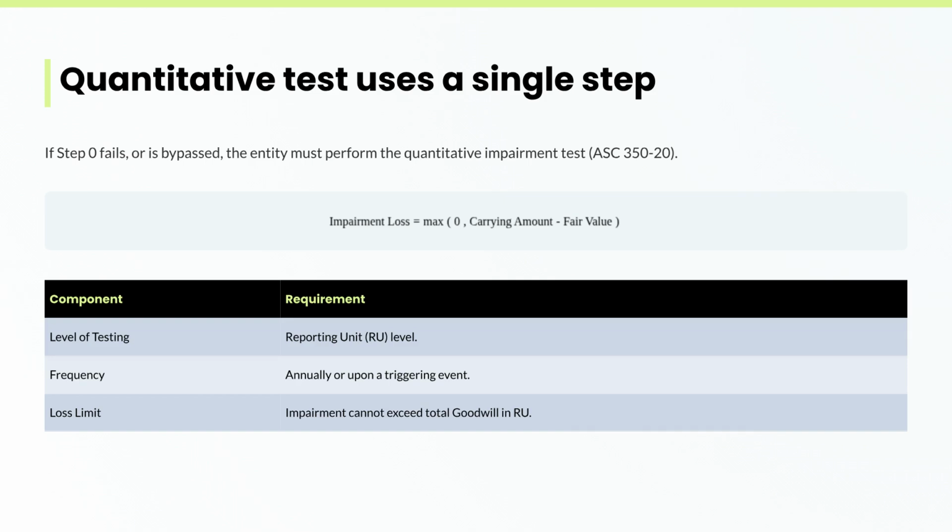If you skip Step 0, or if you fail it, you must move to the quantitative impairment test. Thankfully, US GAAP simplified this into a single step. You compare the carrying amount of the reporting unit to its fair value. If the carrying amount is higher, you record an impairment loss for the exact difference. The only limit is that your impairment loss cannot exceed the total amount of goodwill allocated to that specific reporting unit.